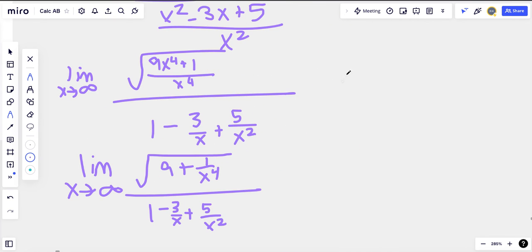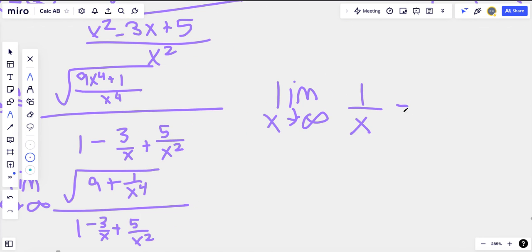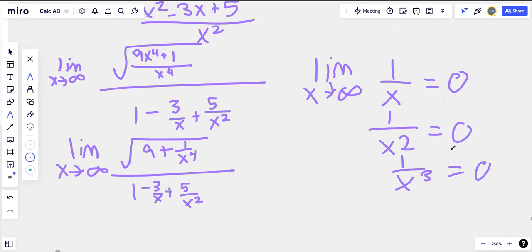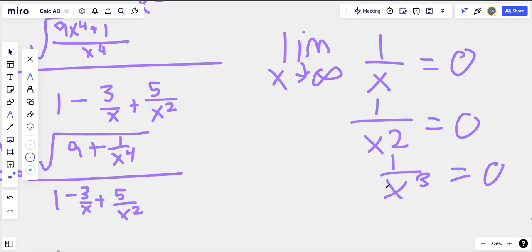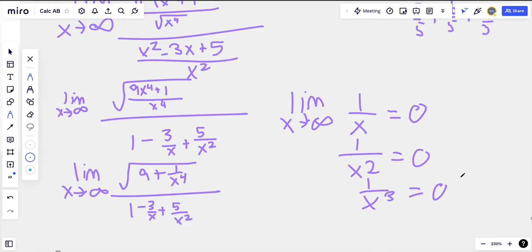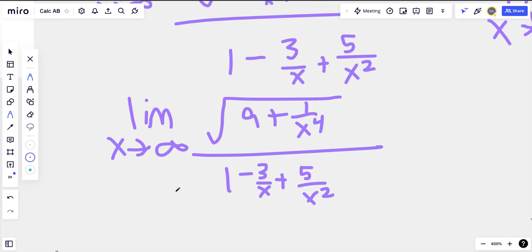So remember that if you take the limit as x goes to infinity of 1 over x, this is 0. And you can extend this. If you take the limit as x goes to infinity of 1 over x squared, this is also 0. 1 over x cubed, it's also 0. The reason why is if you take a huge number for x, 1 divided by a really, really huge number, it's going to get smaller and smaller and smaller as your number gets bigger. So you're approaching 0.